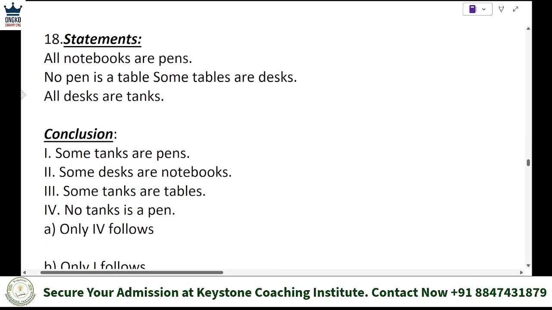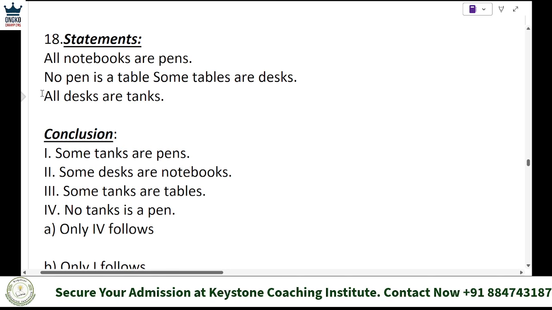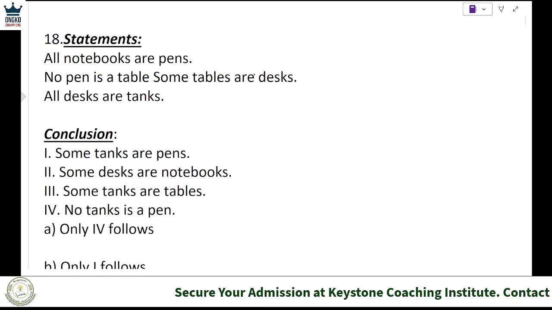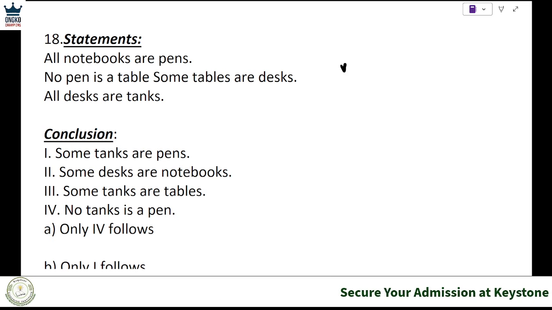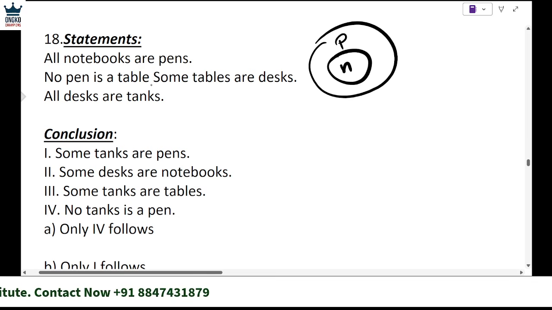Okay, now we have syllogism, right? This is from logical reasoning. So let's give it a try. All notebooks are pens, so notebook is fully inside pen. No pen is staple.